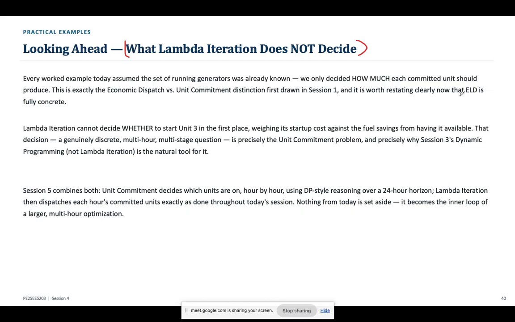It decides which units are committed over a sequence of time intervals while considering the minimum up and down times, startup costs, shutdown costs, and anticipated demands. Once that on off schedule is known, economic dispatch can determine the megawatt output of the committed units at each interval. This is why today's method is not discarded in the next session. It becomes the inner dispatch calculation inside a larger scheduling problem, and the unit commitment layer decides the feasible set of generators for each hour. Lambda iteration then solves the continuous dispatch within that set.